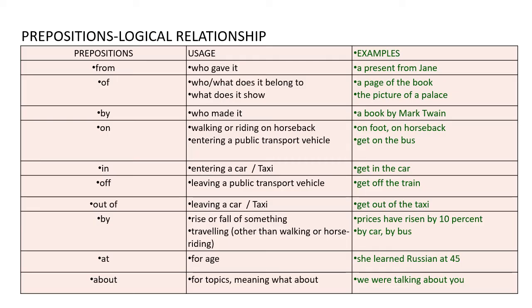Let's learn prepositions of logical relationship, which indicate the relationship between people or objects, or an object to the rest of the sentence. From. From is used in the sense of who gave it, like a present from Jane. Of is used to indicate who or what it belongs to, like a page of the book. Of is also used to indicate what it shows, like the picture of a palace.